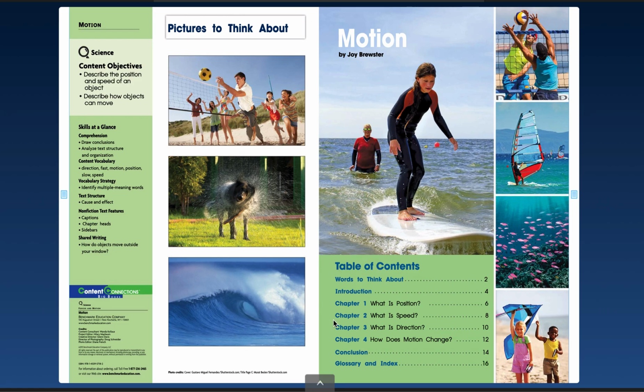Okay, so here's our table of contents. Chapter 1, we're going to learn about what is position. Chapter 2, what is speed. Chapter 3, what is direction. Chapter 4, how does motion change? Okay, and then right here we can see our page numbers. If we wanted to go back and find a chapter to read some more on it, here are the page numbers. All right, here are some more really cool pictures at the beach. Lots of people in motion at the beach. Okay, let's read on.